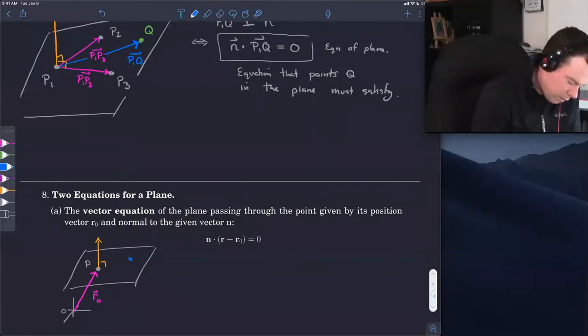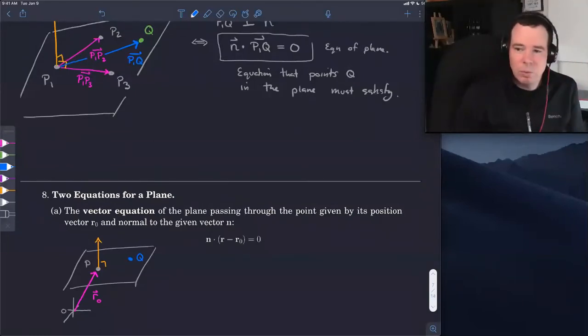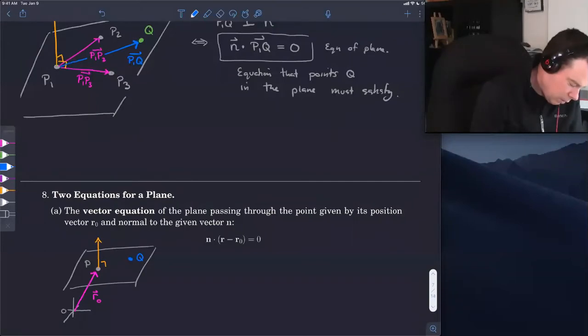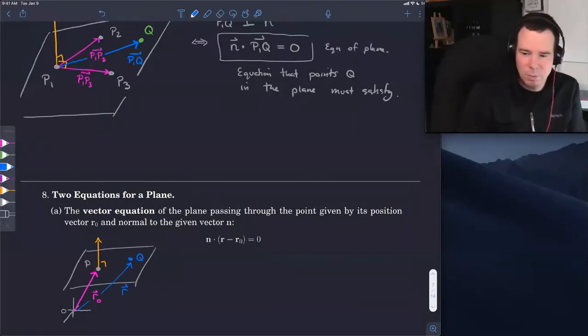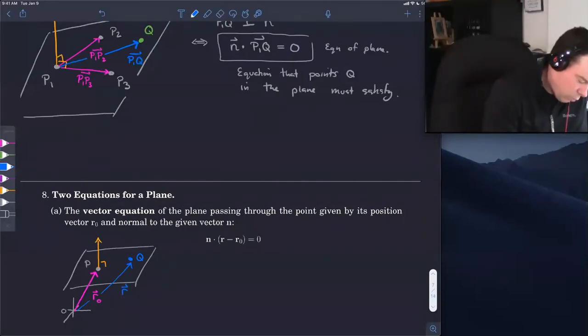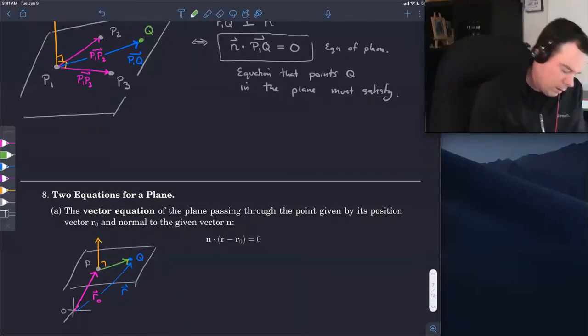So if I took another point Q, much like we did above, I want to come up with an equation that Q has to satisfy in order to be guaranteed to be on the plane. So I'll draw its position vector. That's our arbitrary point Q, and I'll let its position vector be r. Now I get the vector that goes from P to Q. That's this vector here, and that vector is tip minus tail. So this vector is r minus r naught.